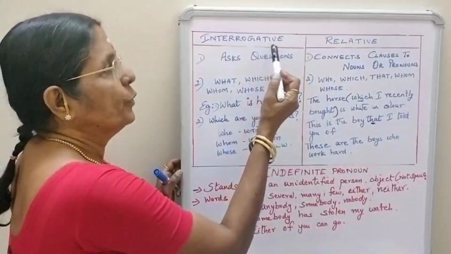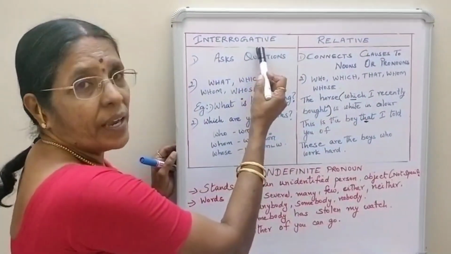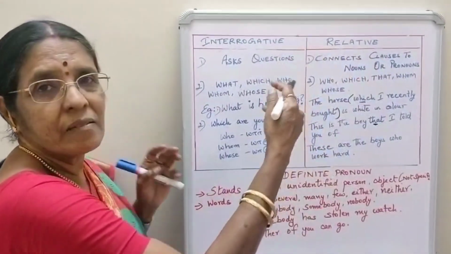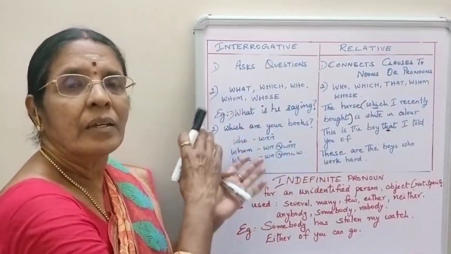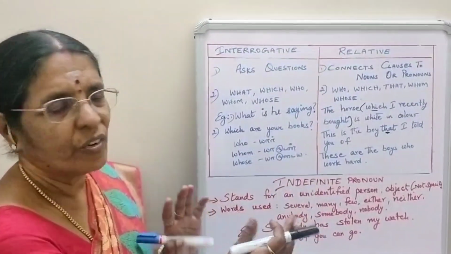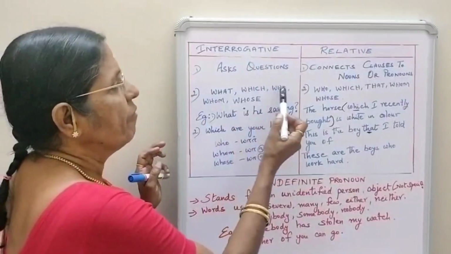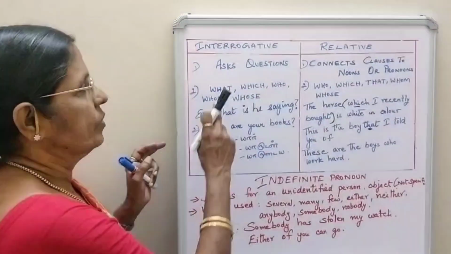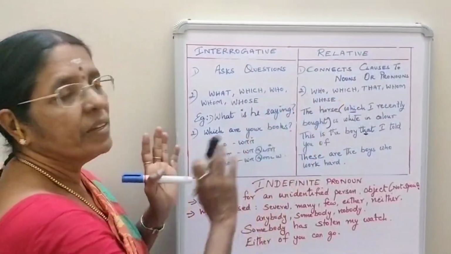Next we move on to interrogative and relative pronouns. Interrogative means asking questions. Relative, the word by itself says that it is trying to tell you what is the relation between two things which we are talking of. Right? So, you may wonder why I put these two together. The same words are used to introduce interrogative and relative pronouns. What, which, who, whom and whose. But the way they are introduced is different.